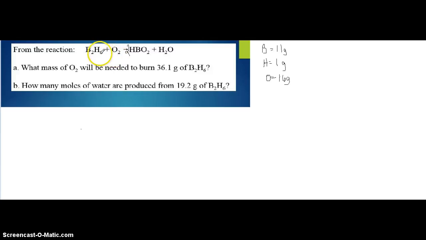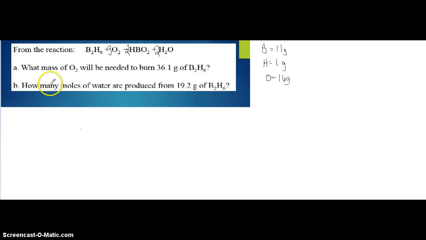So there's 6 hydrogens on the left side. I have 2 from this compound, so I have 4 total right now. If I change the water to make it 4 hydrogens, then I have 4 plus 2, I have 6 hydrogens now. So I'm left with my oxygens. That did not change the borons. I have 2 times 2 is 4 oxygens plus another 2, so I have 6 oxygens on the right side. And to make that 6, I just put a coefficient of 3 in front of the oxygen. So now I have a balanced reaction. That's the very first thing you need to do when working any stoichiometry problems.